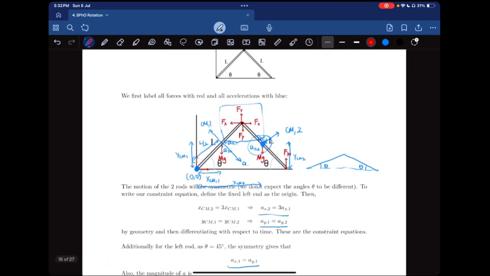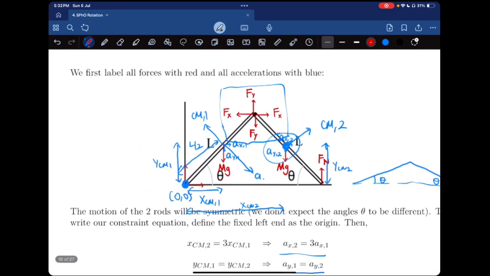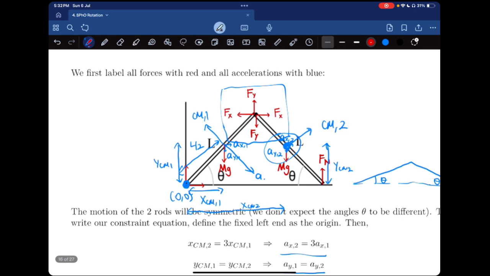So constraint equations are quite simple. You just have to deal with writing out coordinates, and it can be useful to define a coordinate system with some fixed point as the origin. Then you write down your x coordinates and y coordinates of points of interest, and then you just find some relation using geometry, and you differentiate with respect to time, either once or twice for velocity and acceleration respectively. And that's how you get your constraint equations.